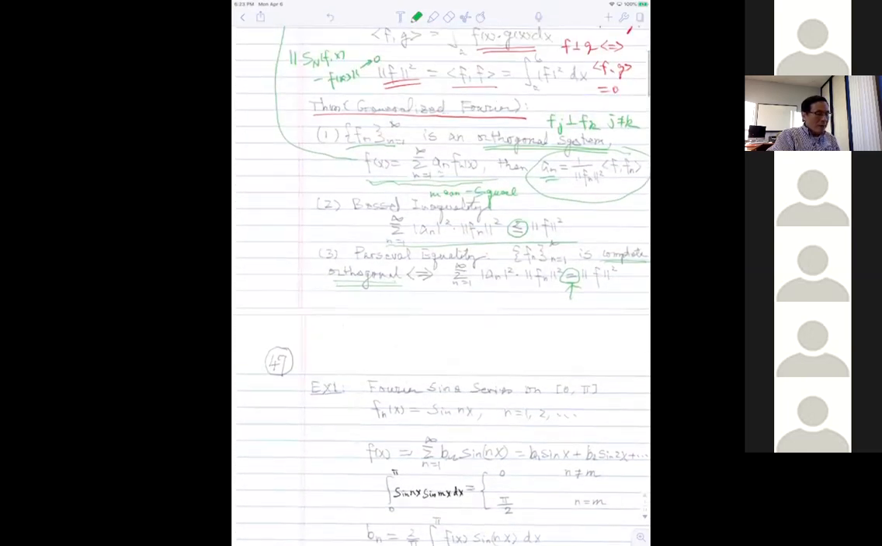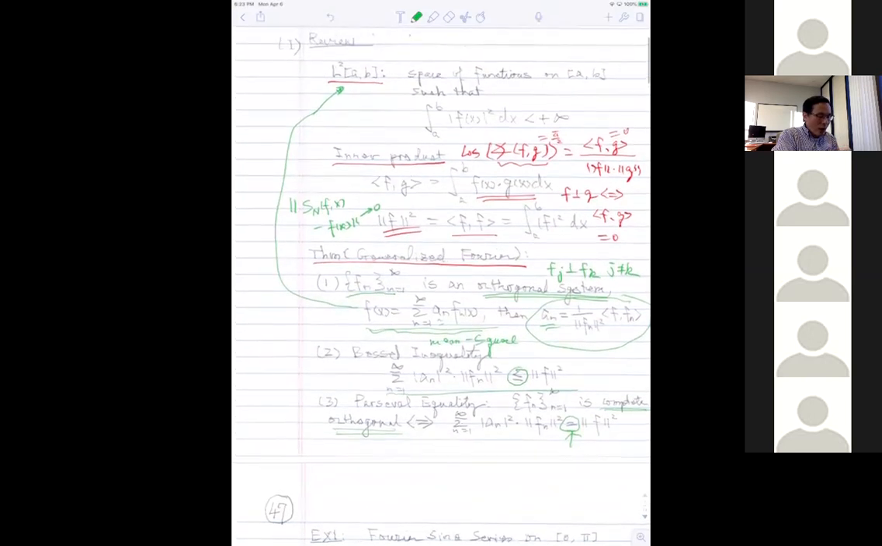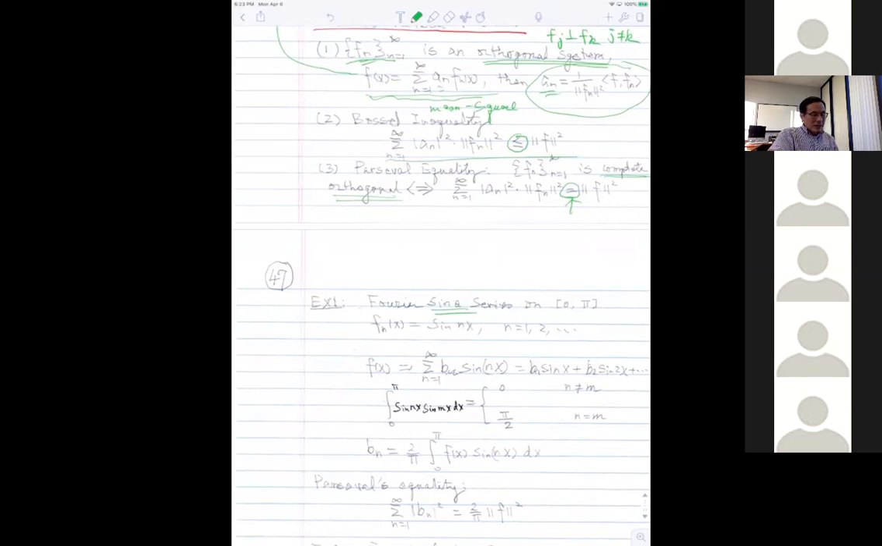Now, these are the general theory. However, for the classical Fourier series, these functions fn are going to be the trigonometric functions, sines and cosines. So last time we also talked about the Fourier sine function.